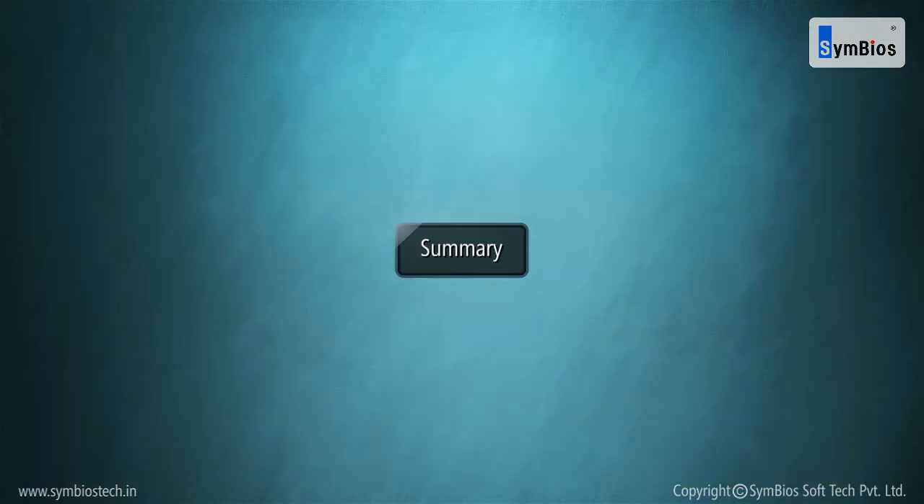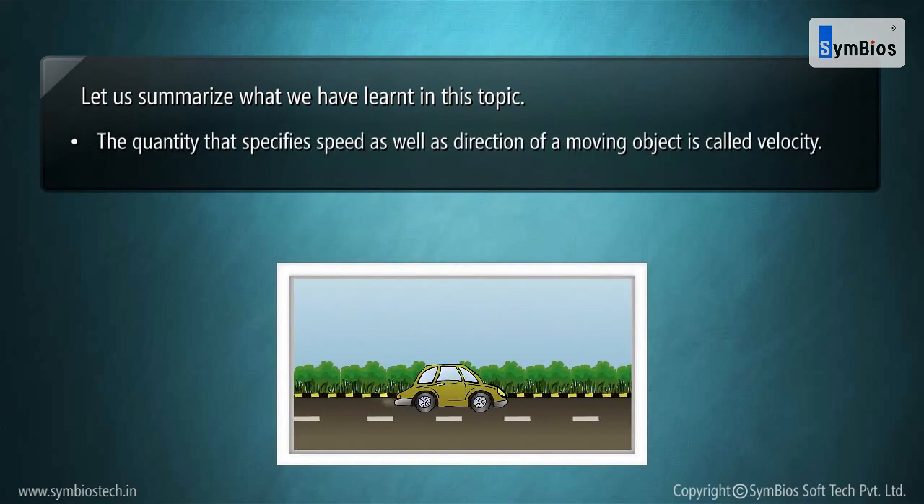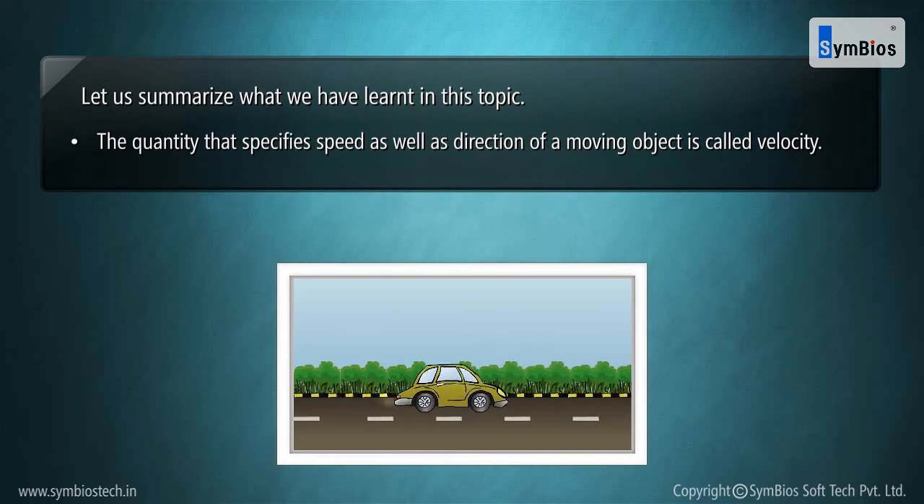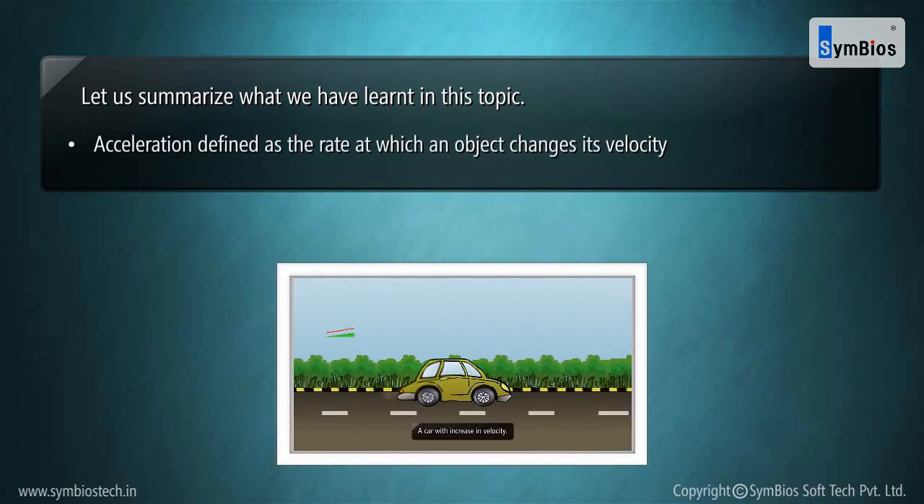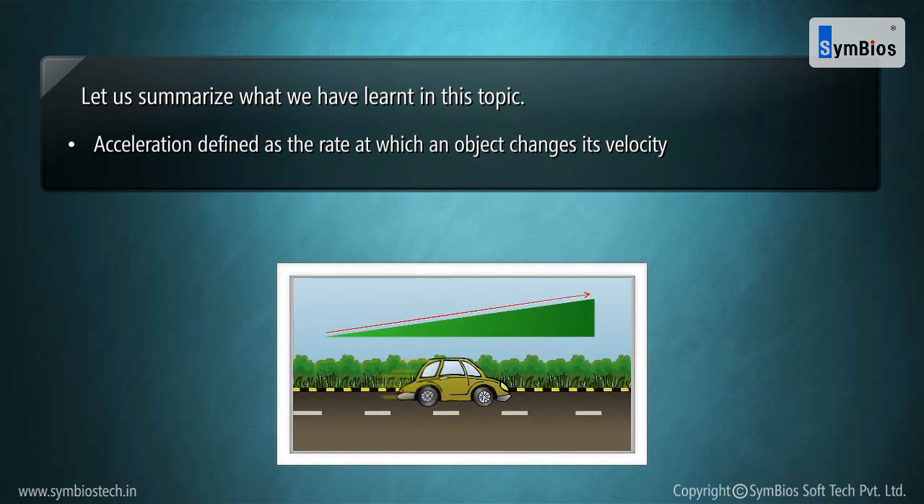Summary. Let us summarize what we have learnt in this topic. The quantity that specifies speed as well as direction of a moving object is called velocity. Acceleration is defined as the rate at which an object changes its velocity.